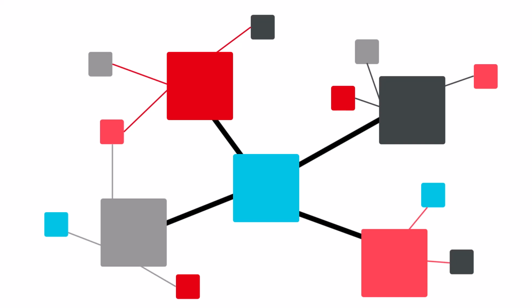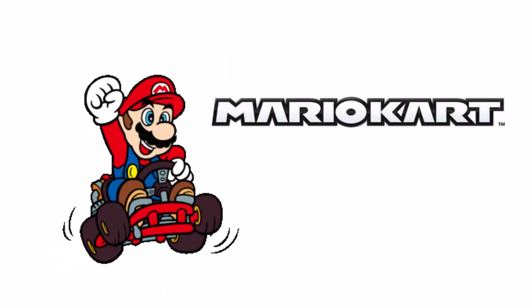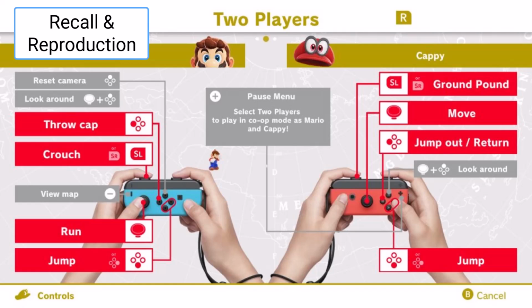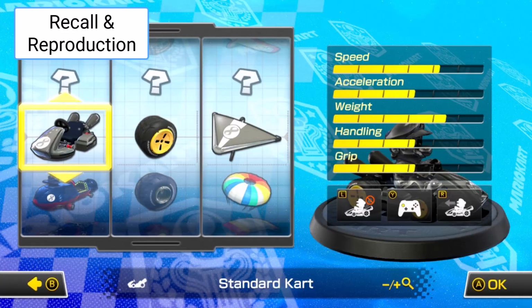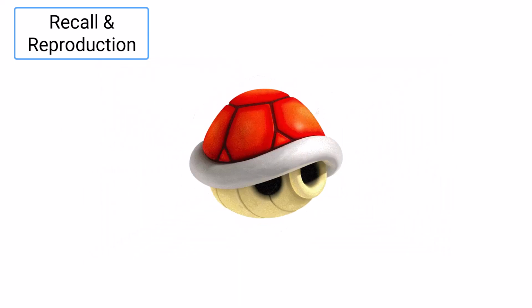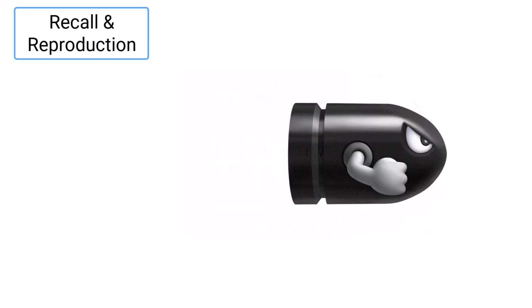Now let's root this in the context of learning to play Mario Kart. Recall and reproduction entails what all the stuff is and does. Learning what the controls do, what certain objects do in the game, and so forth. For example, knowing that the A button is the accelerator and that the mystery boxes give you helpful objects like weapons and boosters.